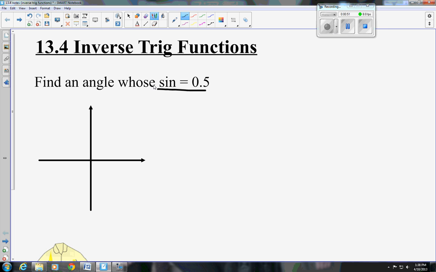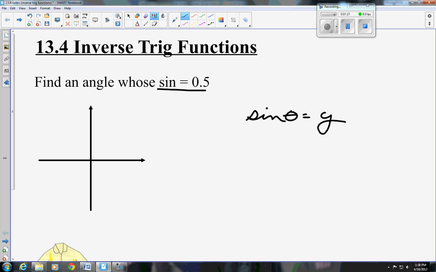Now you remember on that unit circle that the sine of theta equals what? In general, y. Sine of theta equals y, all the way around on that unit circle. So, I want to know what theta is when y equals 0.5.